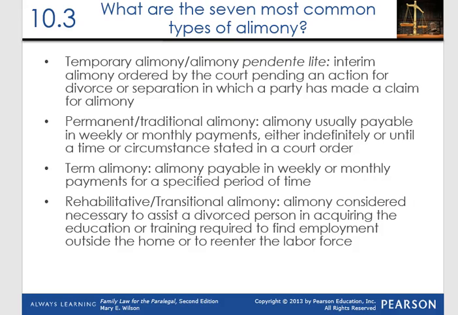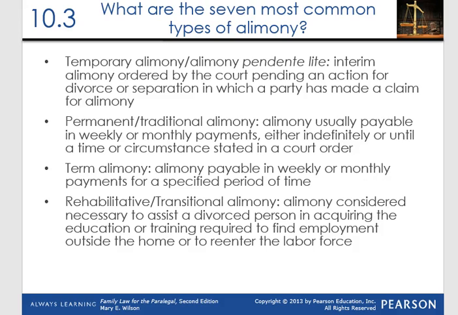So there are going to be temporary support awards in most divorce cases, where the courts will award some amount of temporary child and spousal support, if applicable, to maintain the status quo, to keep bills paid, to keep people in their homes, etc. Permanent traditional alimony is alimony usually payable in weekly or monthly payments, either indefinitely or until a time or circumstance stated in a court order. Term alimony is alimony payable in weekly or monthly payments for a specified period of time.